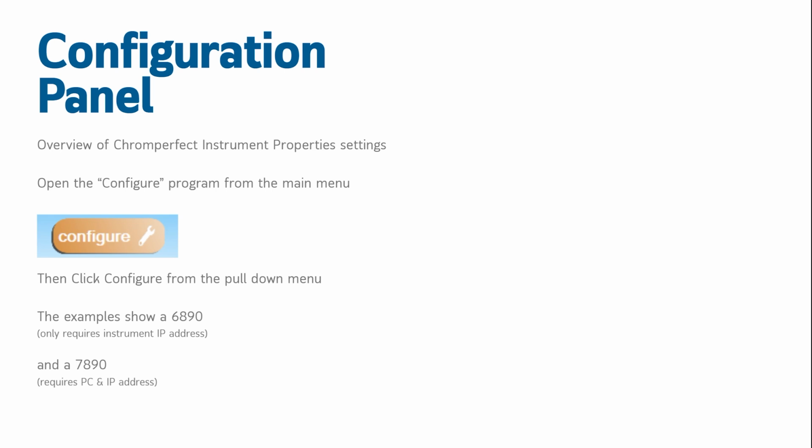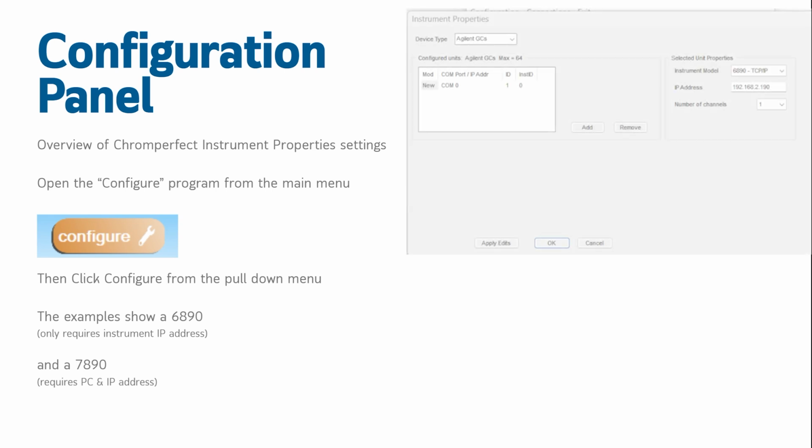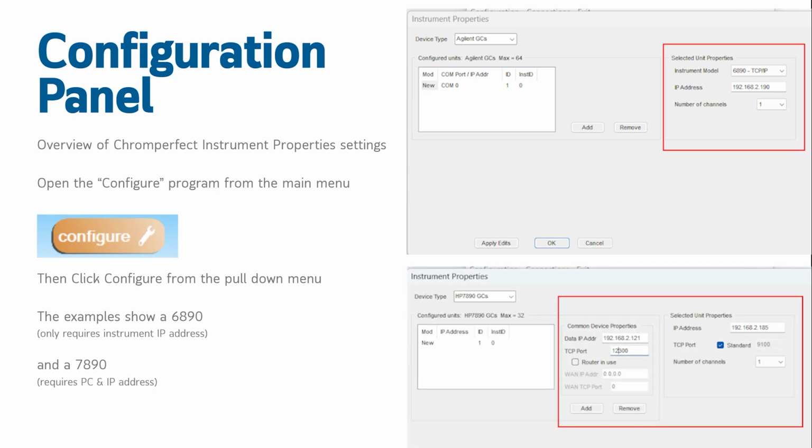In Chromperfect, the instrument's IP address is entered in the configuration program under the instrument setup page. Note that each instrument setup is different, and some require just the instrument's IP, where others also require the computer's IP, displayed as common device properties. Regardless, the same check should be made that the instrument and computer are on the same network by comparing the IP addresses. If the IP does not match your computer's network, Chromperfect will be unable to connect, and an error message like the one shown earlier will appear.